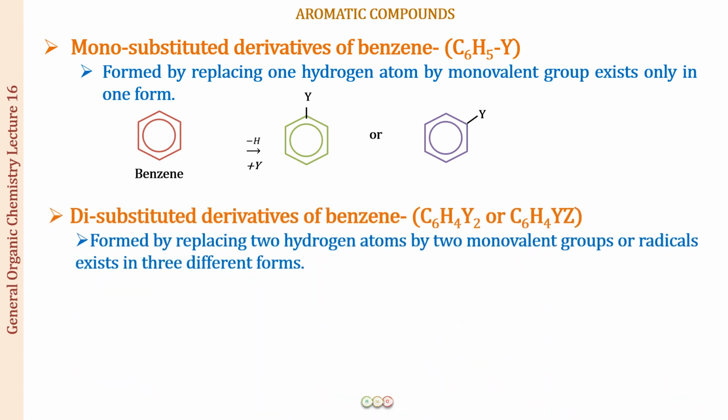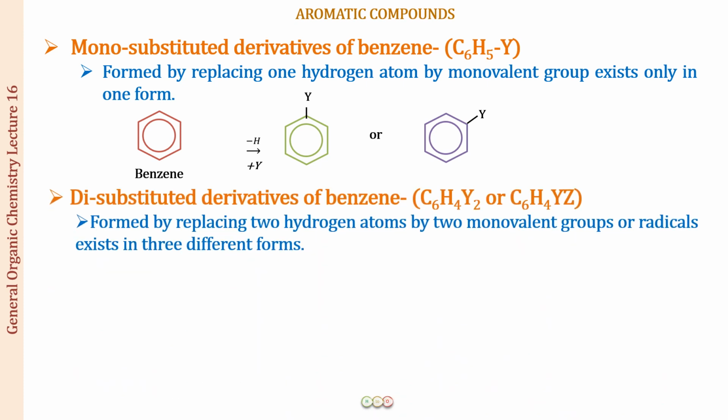But now if you look at the di-substituted derivatives, with the general formula C6H4Y2 or C6H4YZ, where we are replacing two hydrogens of the benzene by two monovalent groups or radicals. They may be of the same kind, that is Y2, or they may be of different kind, that is why we have put a Y or a Z. And these di-substituted products can exist in three different forms. How? Let us see that now.